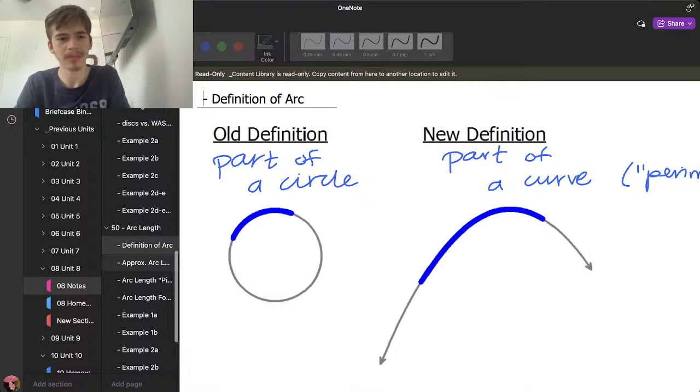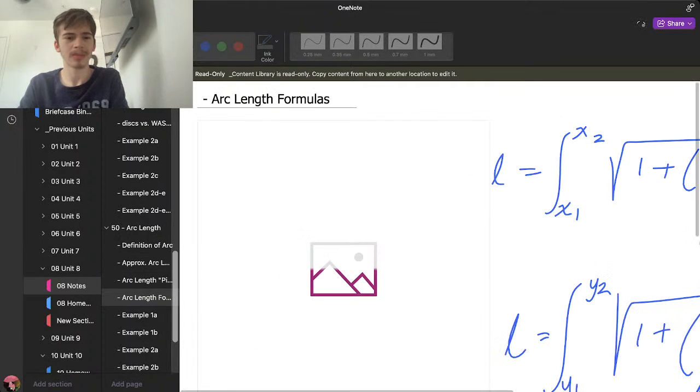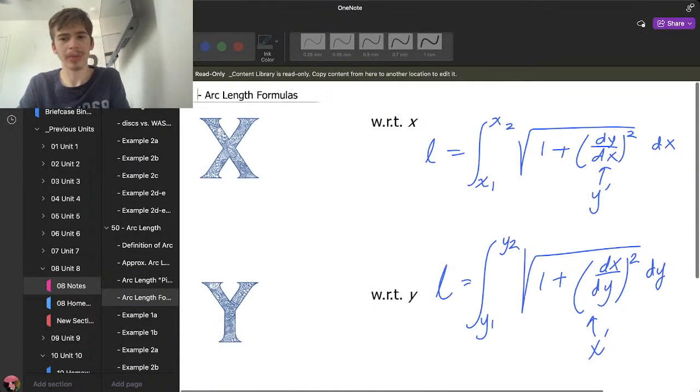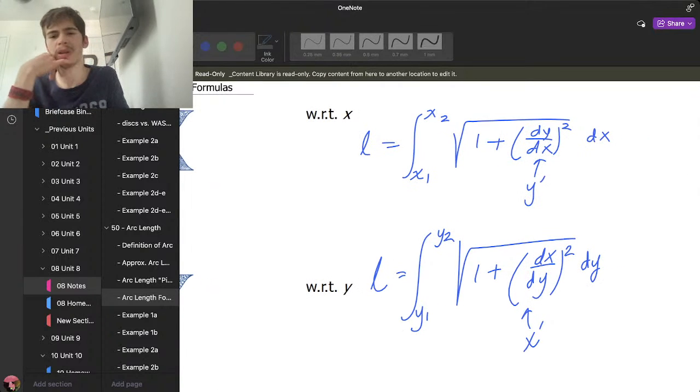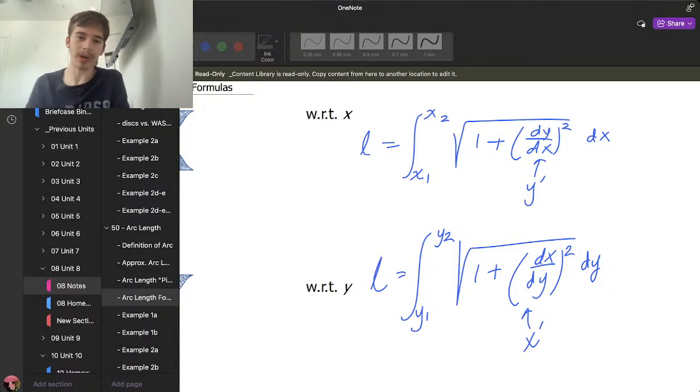Arc length. Know this formula. I'll let you guys look at it. With respect to x, with respect to y, it's the square root of 1 plus y prime squared dx, or the square root of 1 plus x prime squared dy. Your bounds are where you want to find the arc length from and to.